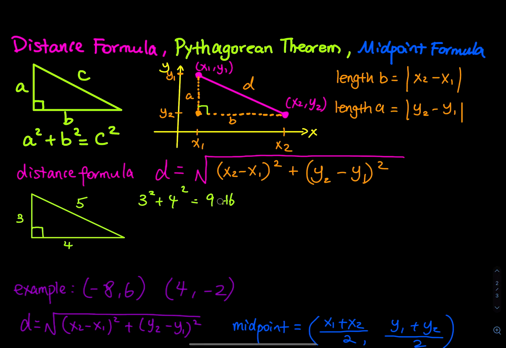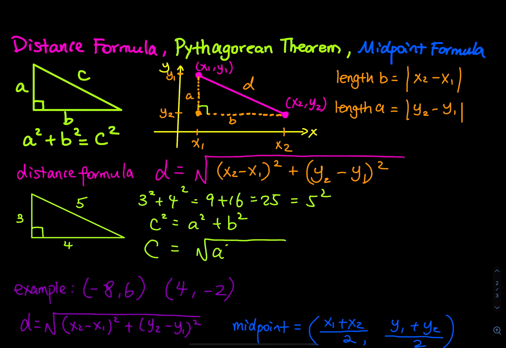so 9 plus 16 equals 25. 25 is equal to 5 squared. And then what is the Pythagorean theorem? The Pythagorean theorem is c squared equals a squared plus b squared, right? And then when you look at the distance formula, you might be asking, hey, where is the square for d? And here is where. When you take the square root on both sides, you have c equals the square root of a squared plus b squared. You took the square root on both sides to get rid of the square for c.